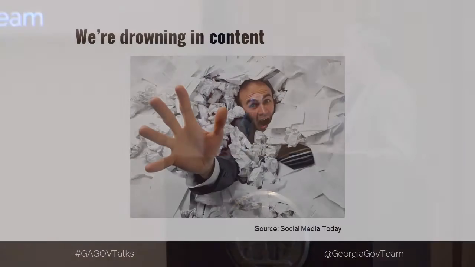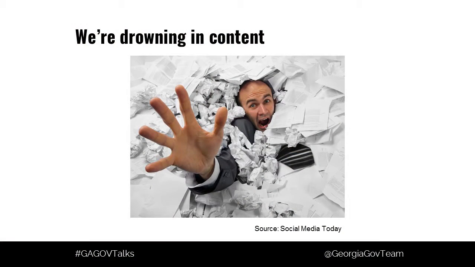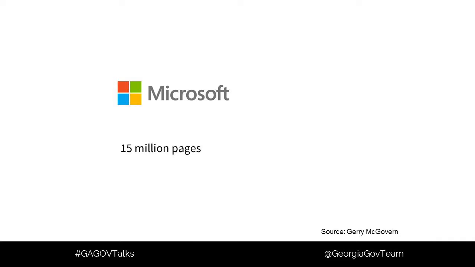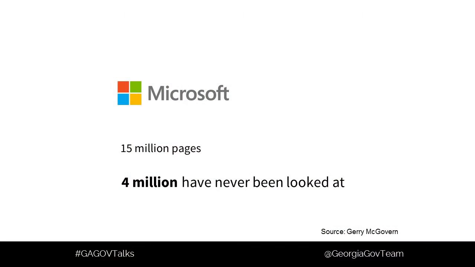Because really, we're just drowning in content. We've got so much content on all of our websites that users can't really find what they're looking for. And it's become a problem not just for state government agencies, but for Microsoft as well. Microsoft has 15 million pages on their website. If you thought yours was big, forget it. Out of those 15 million pages, 4 million have never even been looked at.